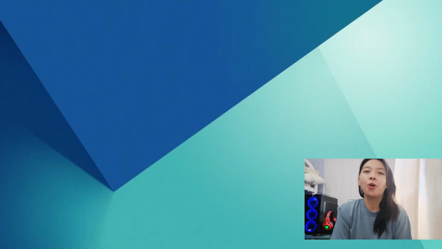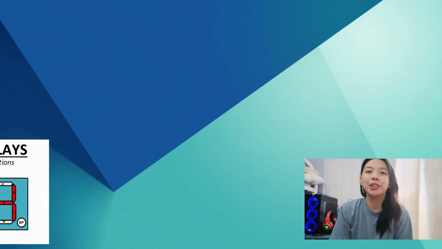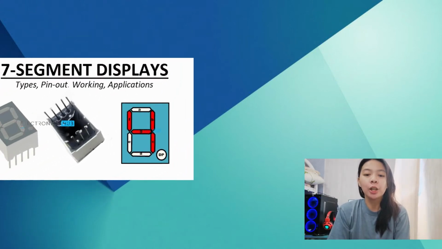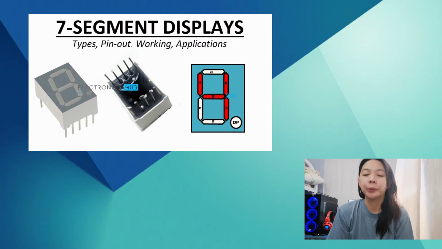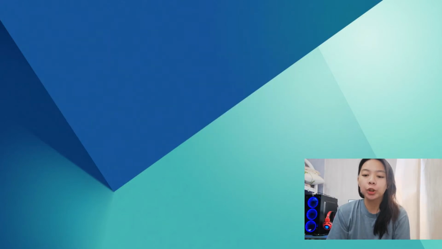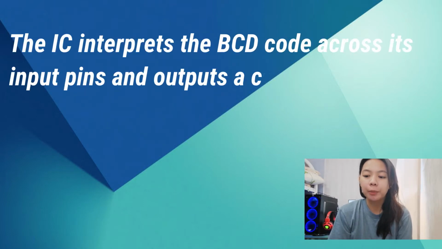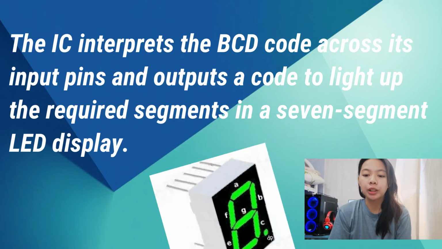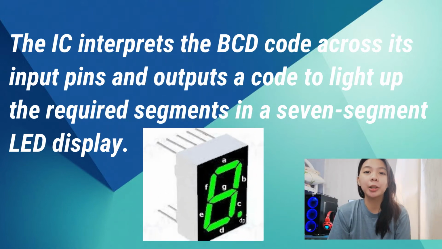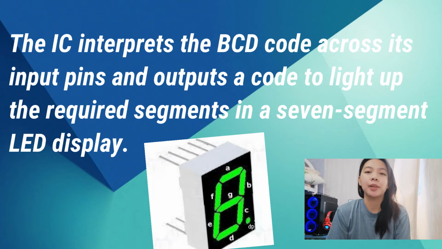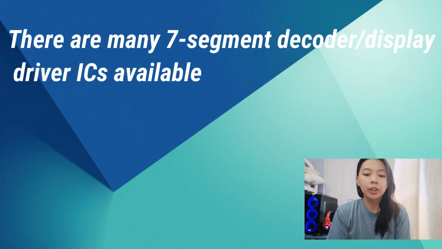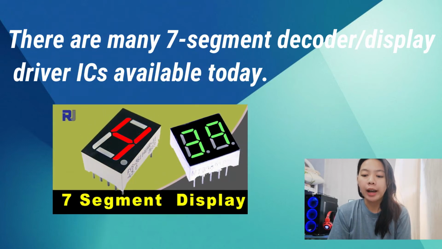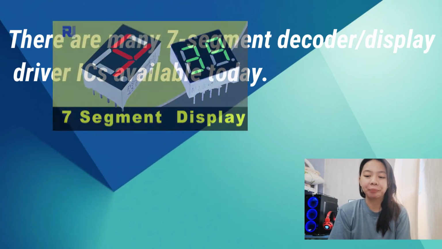So now let's go to our experiment number 16, which is the BCD to 7 segment decoder. This decoder's operation is quite straightforward. The IC interprets the BCD code across its input pins and outputs a code to light up the required segments in the 7-segment LED display. There are many segment decoder display driver ICs available today.